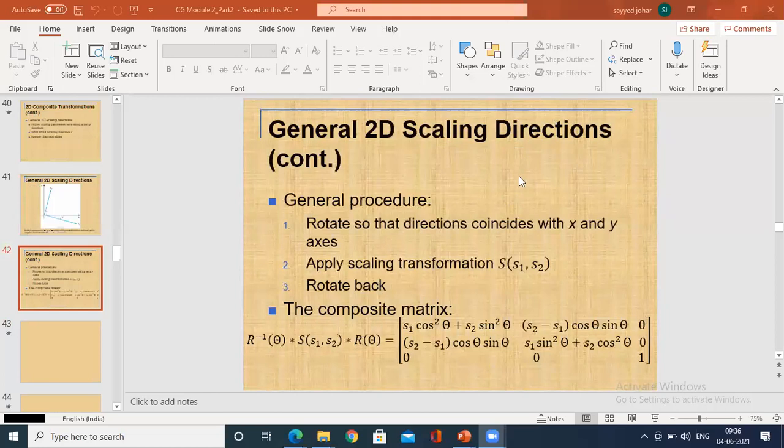See, what is the procedure for determining the two-dimensional scaling directions? Rotate so that the direction coincides with the x and y axes. Apply the scaling transformations. Rotate it back. All right. So in matrix form, how has he written it? Rotate so that the direction coincides with the x and y axes. So it is a reverse rotation, right? Then apply the scaling transformations. Rotate it back.